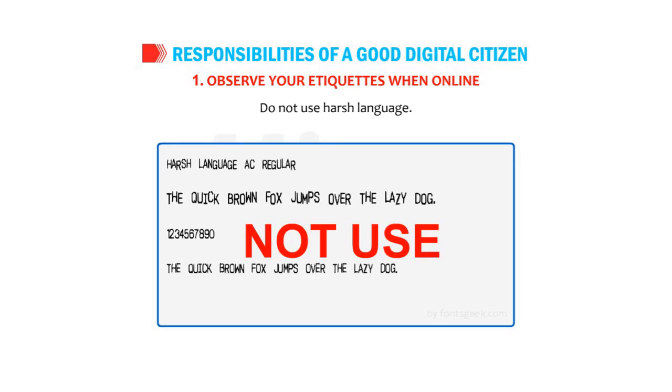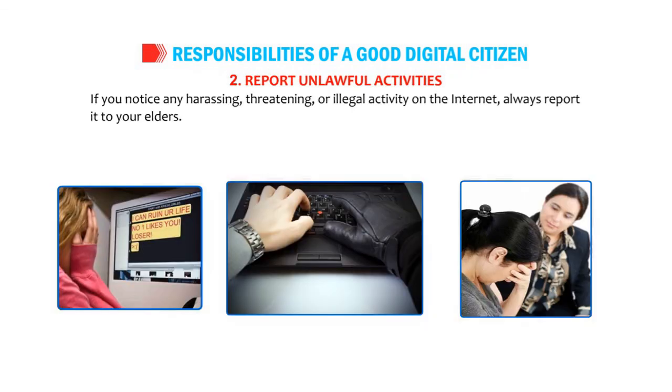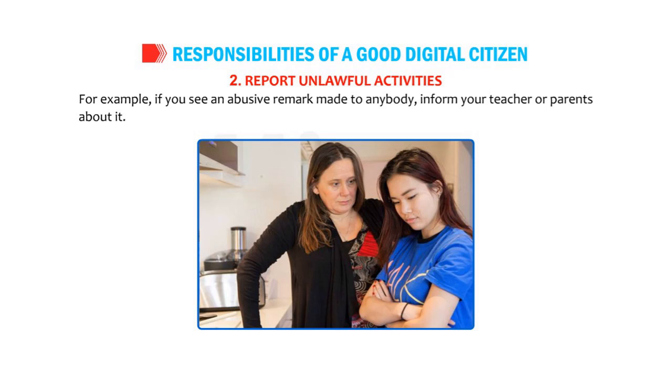Do not use harsh language. If you notice any harassing, threatening, or illegal activity on the internet, always report it to your elders. Right? So, report unlawful activities. For example, if you see an abusive remark made to anybody, inform your teacher or parents about it.